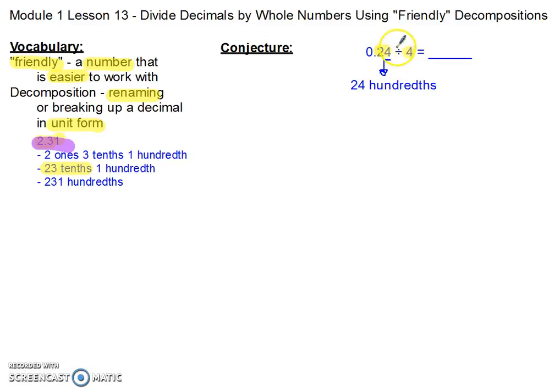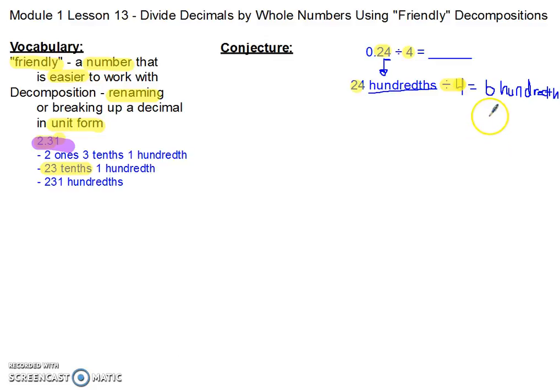I still have my divide by 4, so that's the other part of my equation here. And now I'm just going to look at my friendly numbers, my 24 and 4, and I'm going to kind of ignore this unit name right now. So I have 24 divided by 4, which would give me 6. But now this is where my unit name comes in. So it wouldn't be 6, it would be 6 hundredths.